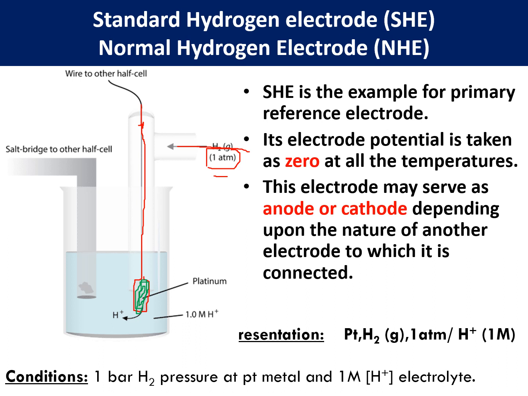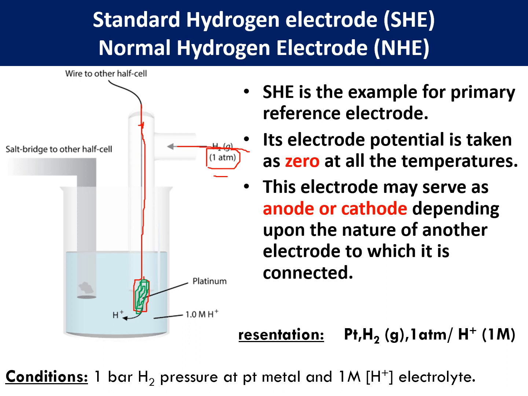Then it will dip into its own ions. Its own ions means H plus ions. We can take any acid, HCl, H2SO4, H3PO4, with 1 molar concentration. So the H plus ion concentration should be 1 molar. So when a platinum wire with absorbed hydrogen gas is dipped into 1 molar hydrogen ions, then it is called a hydrogen electrode. It is used as a reference electrode to determine the unknown electrode potential.